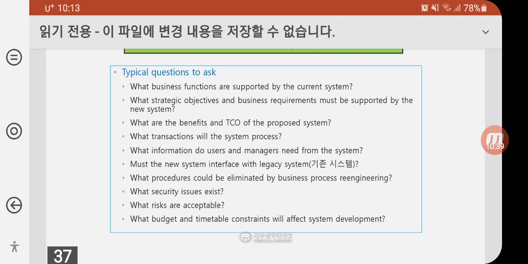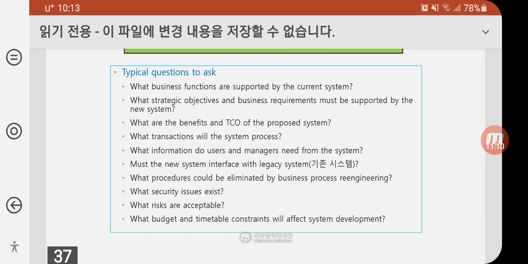Typical questions to ask. What business functions are supported by the current system? What strategic objectives and business requirements must be supported by the new system? What are the benefits and TCO of the proposed system? What transactions will the system process?